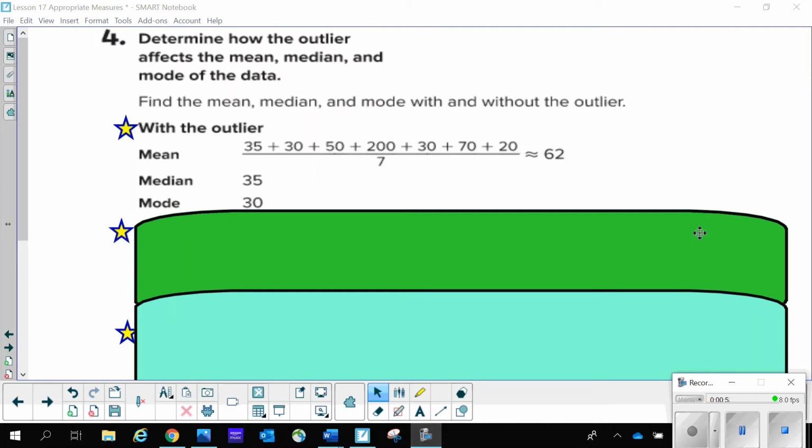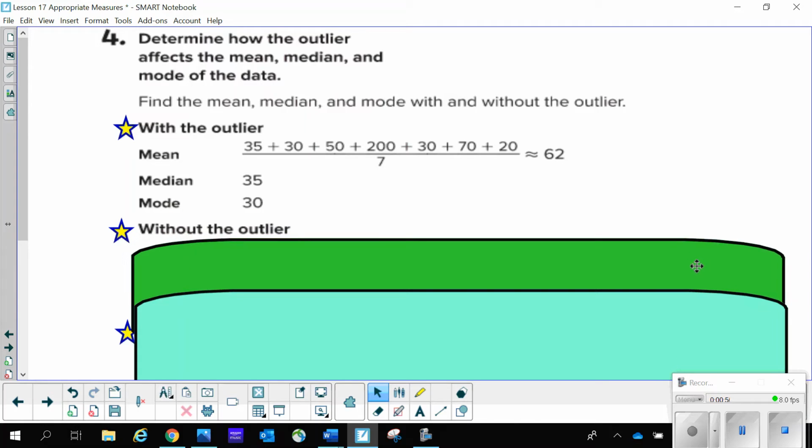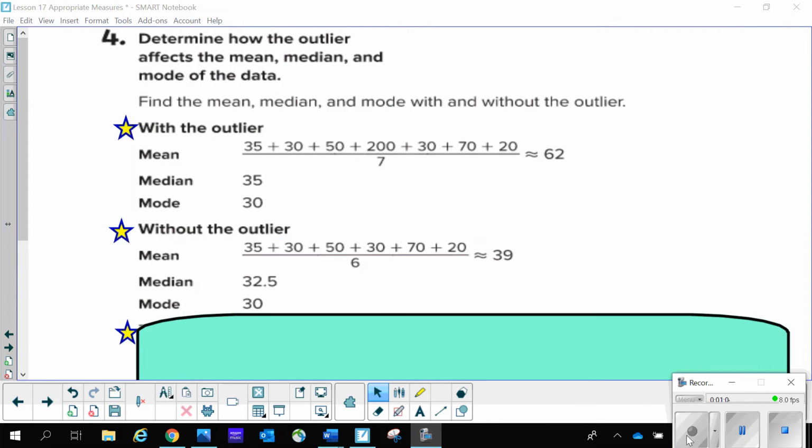So next, what we're going to do is we're going to look at without the outlier, without that 200 in there. What do you think is going to happen to this information? Well, let's take a look. The mean, once added up, and now we're also dividing by 6 because there is one less data point, that 200 we took out, comes out to an average age of 39. The median, or the center number, is 32.5, and the mode is at 30.